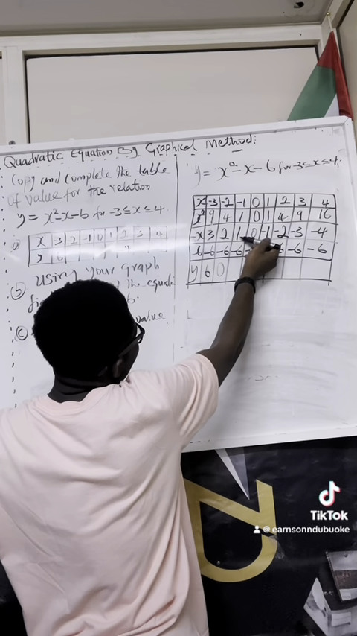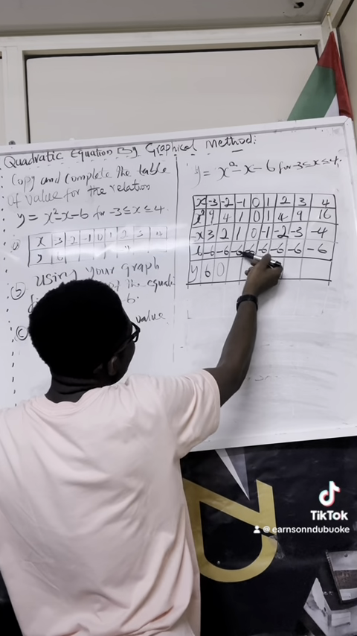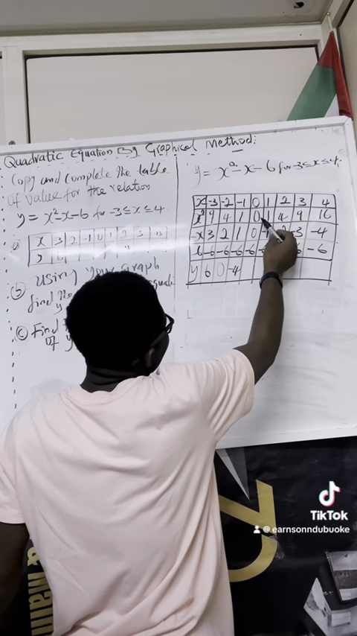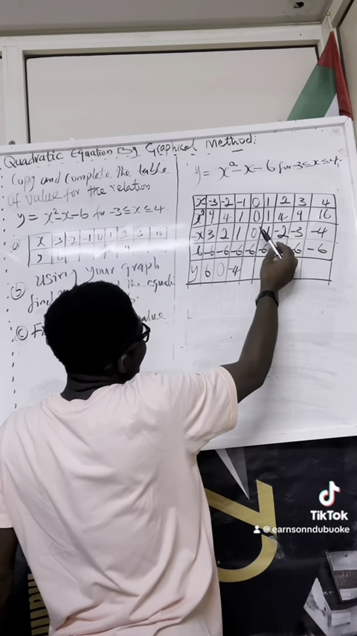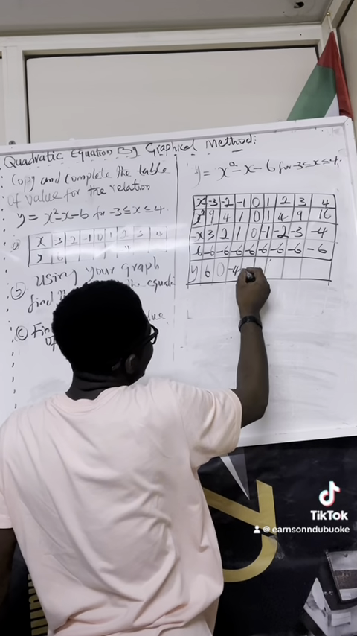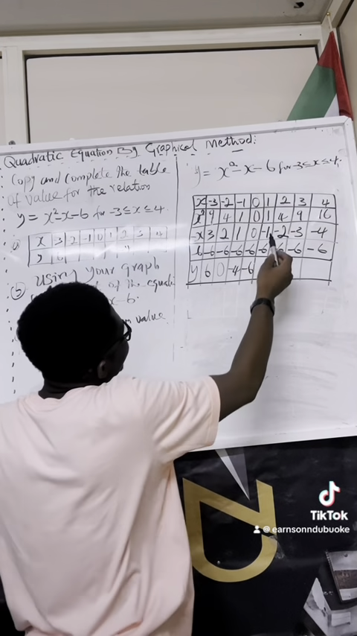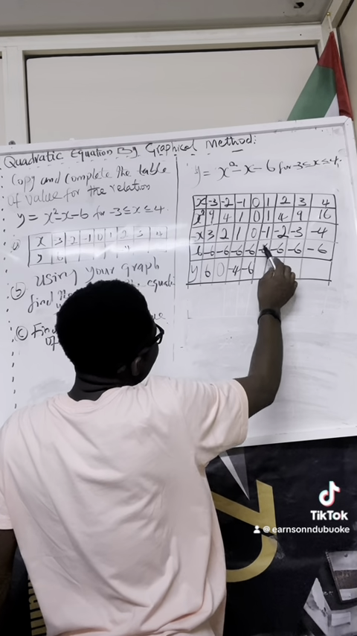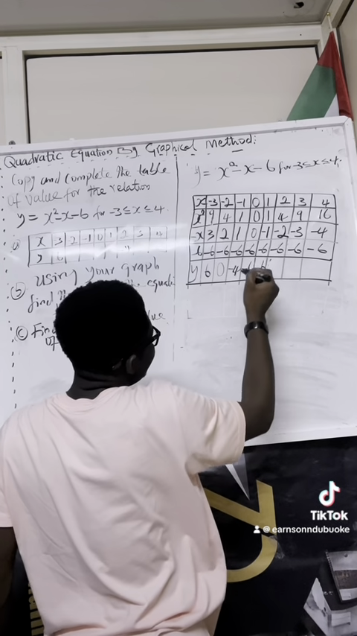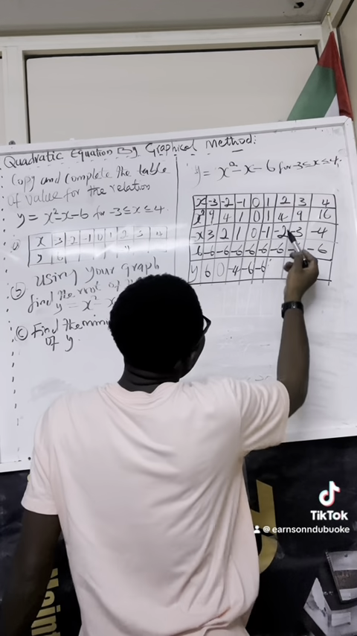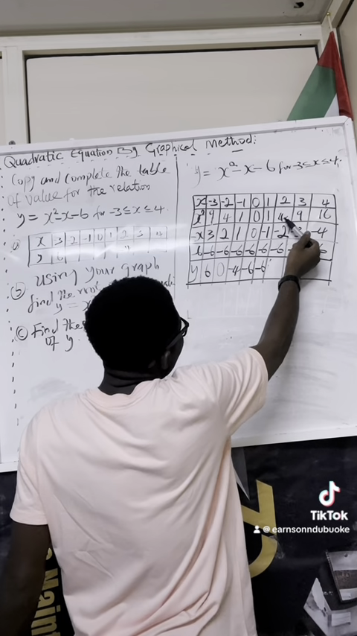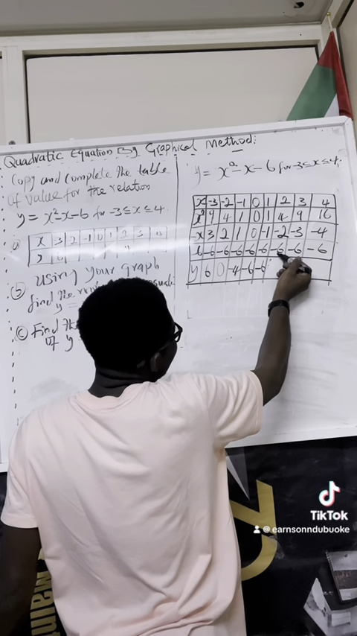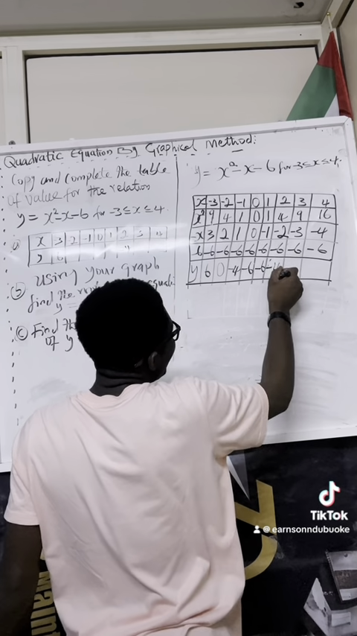Here is 1. 1 plus 1 is 2, and 2 minus 6 gives me -4. Here is 0. 0 plus 0 is 0, and 0 minus 6 gives me -6. Here is 1. 1 minus 1 is 0, and 0 minus 6 is -6. Again, I have positive 4. 4 minus 2 gives me 2, and 2 minus 6 gives me -4.